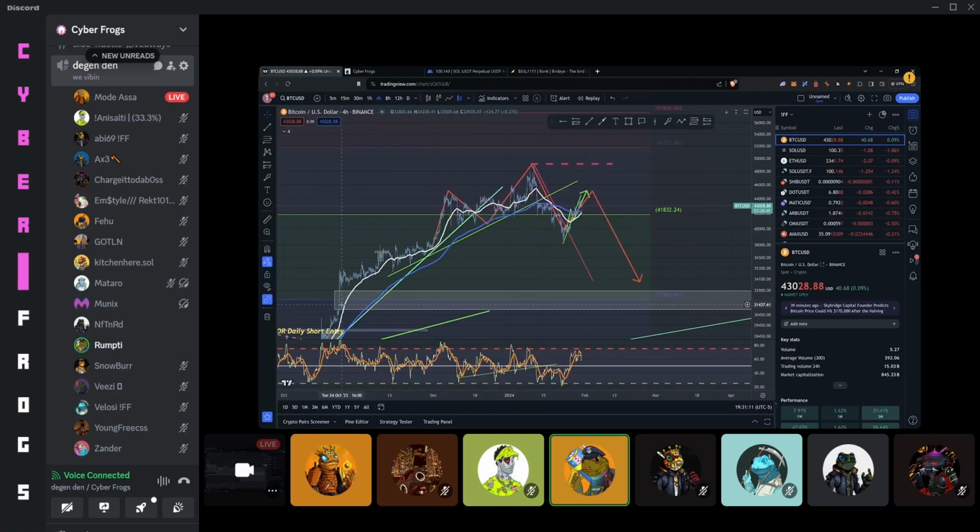I still think we need to revisit this gap. I know I've said it, too. I think we need to revisit this 32,000. We blew through it too fast. If not into it, right on top of it at 33,000. We're either going to find support right on this box, but I think we'll at least wick into it a little bit.